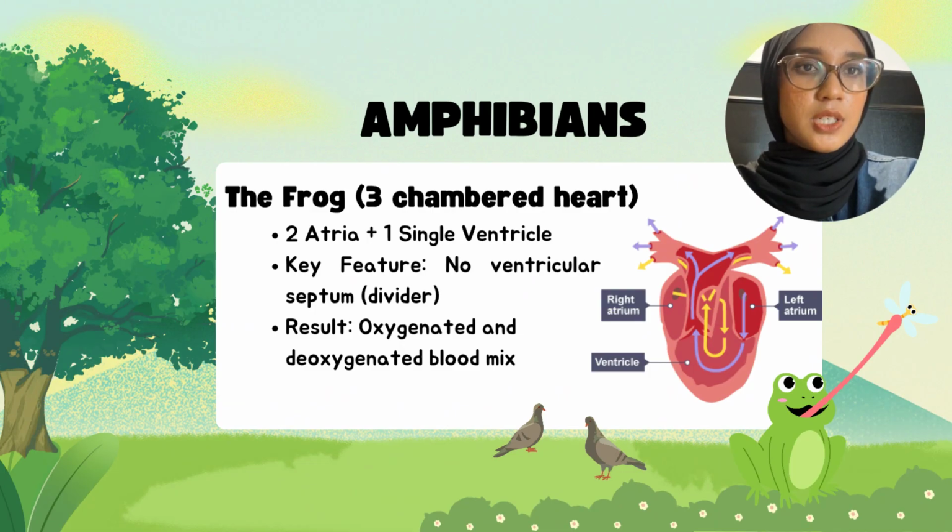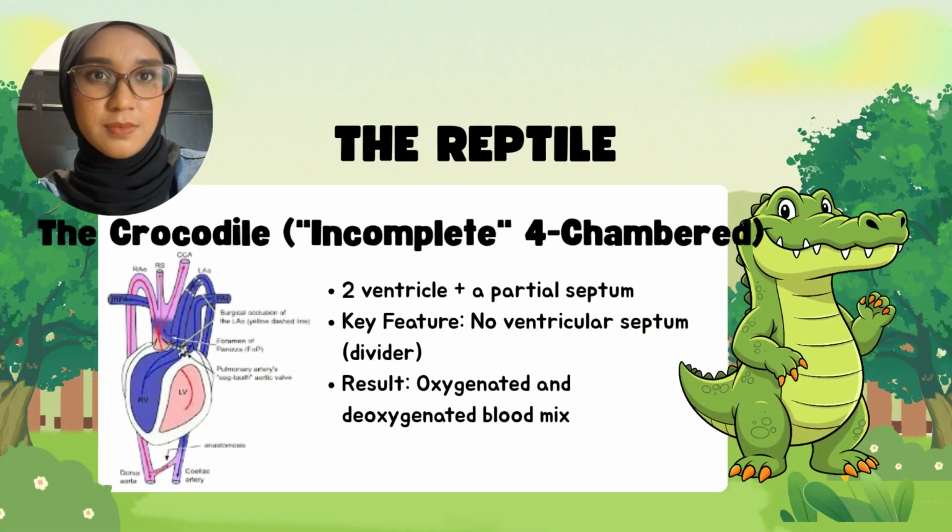The key feature here is that there is no ventricular septum or divider, because there is no wall separating the bottom chamber. The oxygen-rich blood and the oxygen-poor blood mix together. The result, as listed here, is that the blood pumped out to the body is a mix of both.